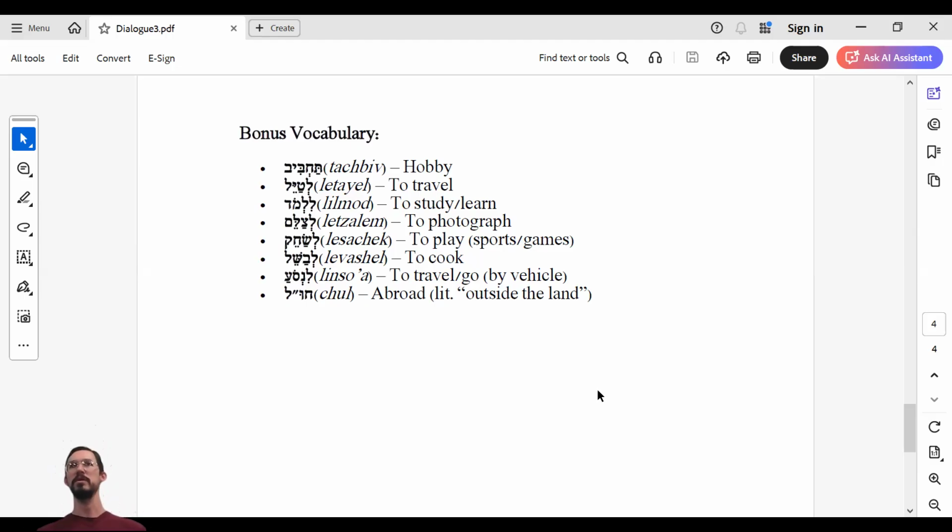ללכת is to go somewhere, like to walk somewhere. And when you say אני רוצה לנסוע, I want to, לנסוע is like I want to go. It's usually like a car. Vehicle. In Chul, just like I said, it's Chutz La'aretz, outside of the land. Just means abroad. It's a very popular word among Israelis. Chul. אני רוצה לחו"ל.